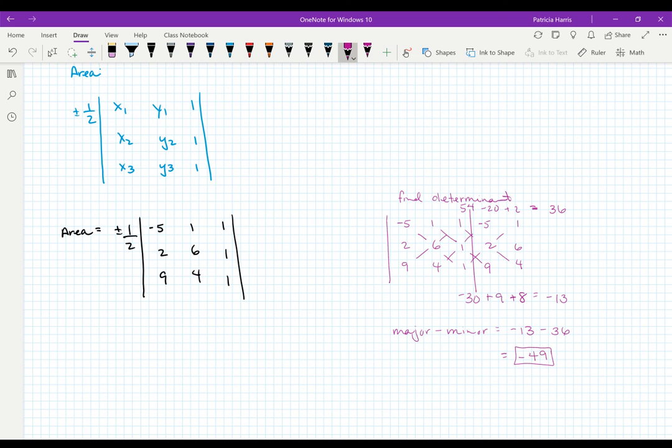Okay, here we go. So now since we have that determinant, okay, we have a negative determinant. So we're multiplied by a negative 1/2. So 1/2 of 49. My area is 24.5 units squared. Okay, so that's how you use determinant to find the area of a triangle.